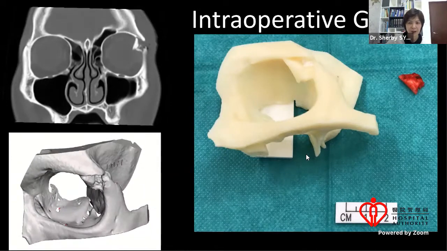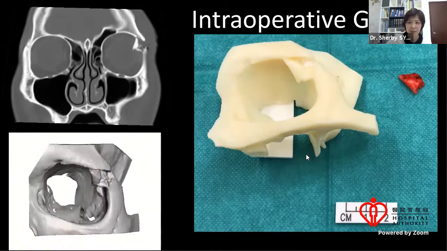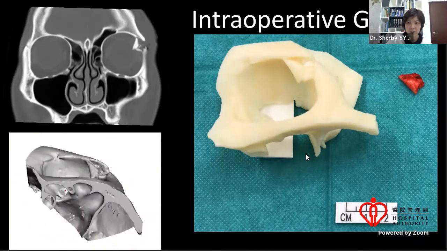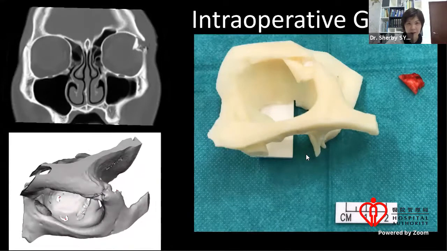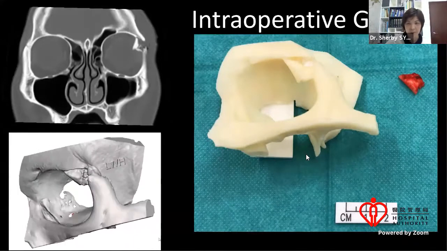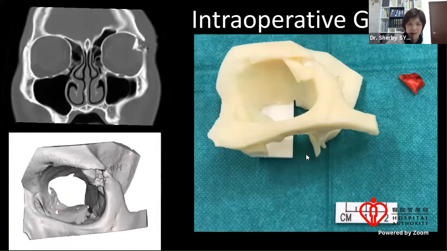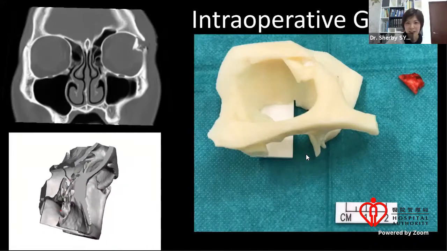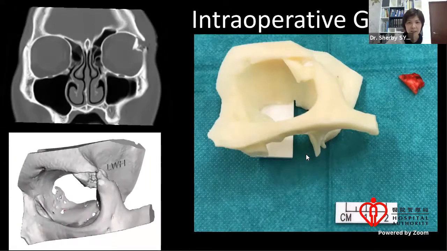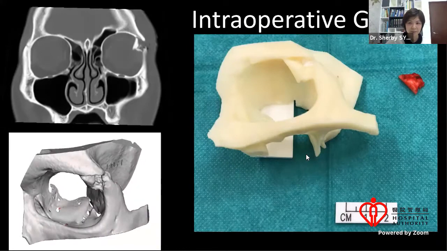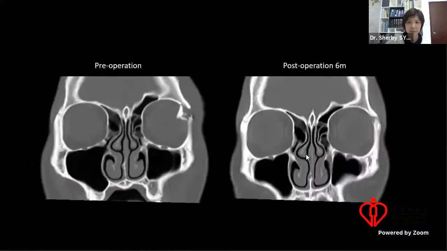reconstructed 3D image of the fracture, and the model was subsequently printed out. During the operation, care has to be taken to retrieve this impacted bony fragment from the very small incision without damaging the eyeball. So you can see how the actual bony fragment is retrieved. The pre and post-op CT of the same patient after 6 months post-op.